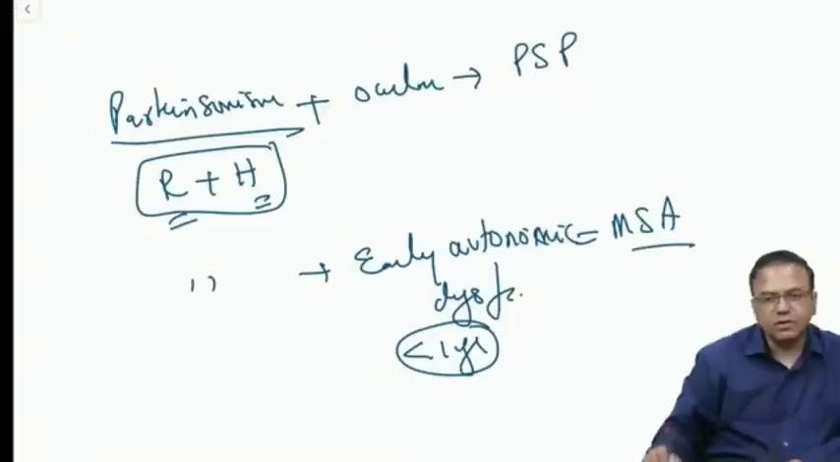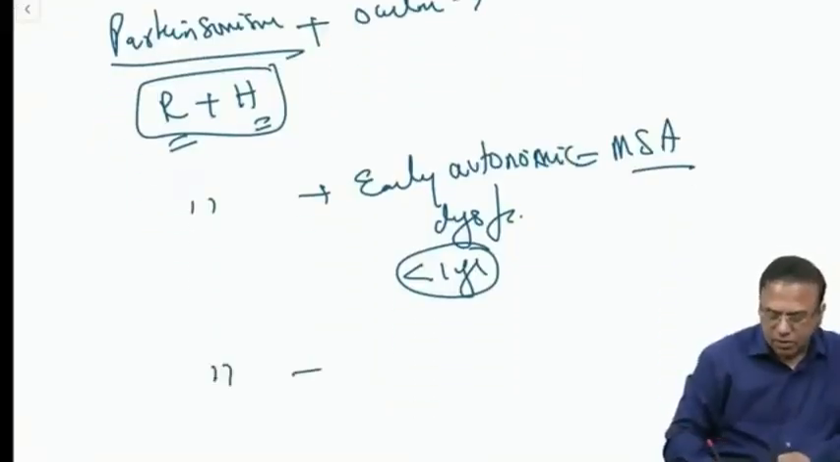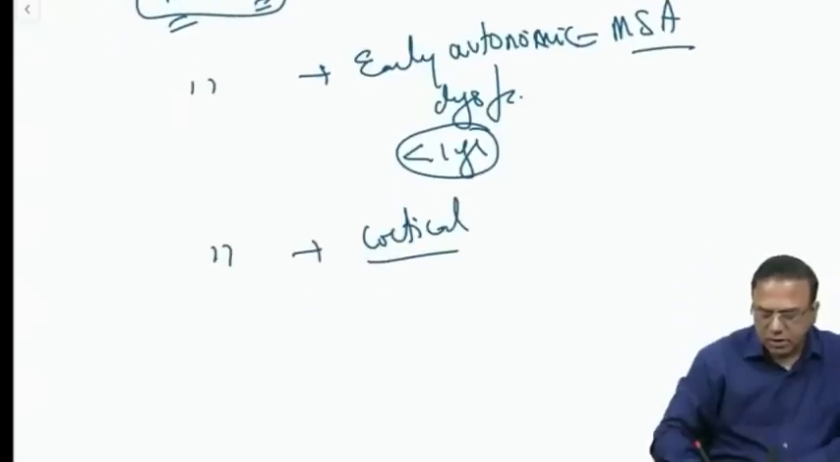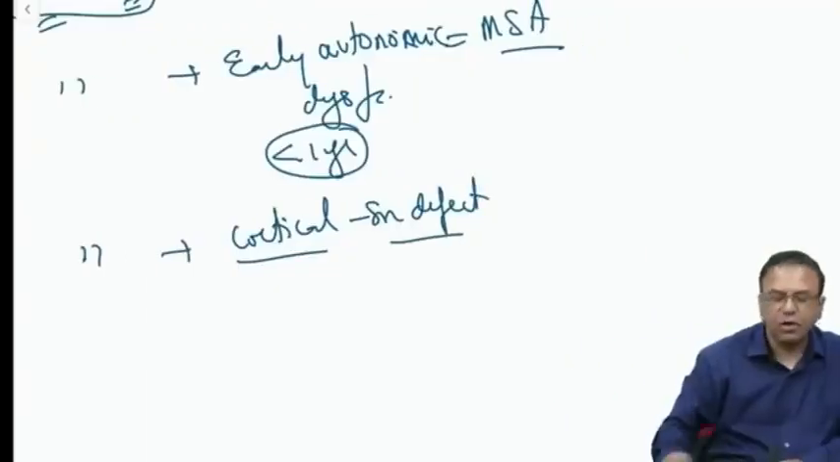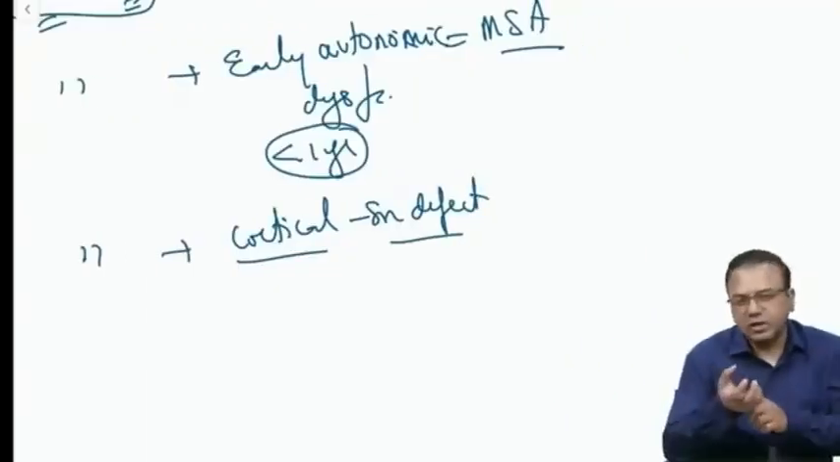This is multiple system atrophy. A patient has Parkinsonism and they have cortical problems. Now what cortical problems? If the patient has cortical sensory defects. Now you know cortical sensory defect like what? If you give an object in the patient's hand, like you give a coin, he has to feel the coin and tell what it is.